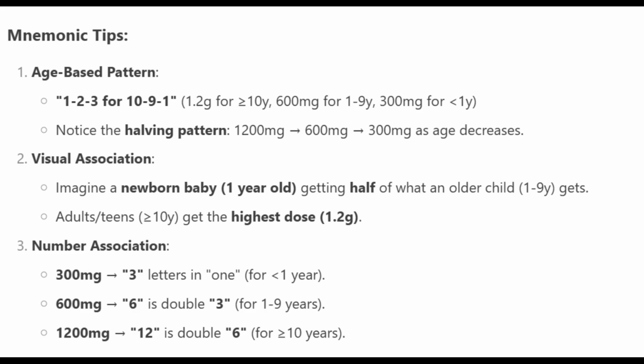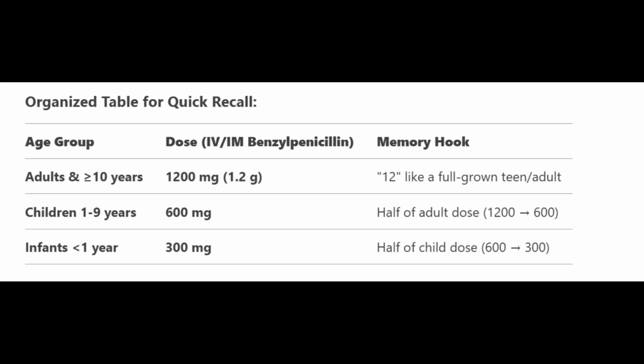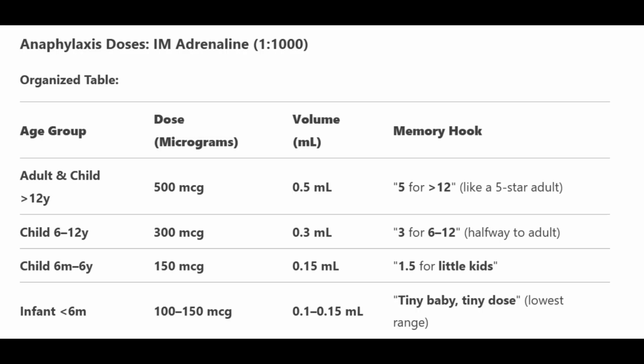Well, the benzyl penicillin dose is basically divided into over 9 years, between 1 and 9, and less than 1. Give 1.2 grams if 10 and over, halve it to 600 milligrams if between 1 and 9, halve it more if younger than 1. For anaphylaxis doses, use adrenaline, 1 in 1,000.